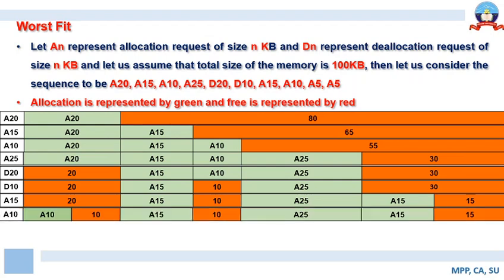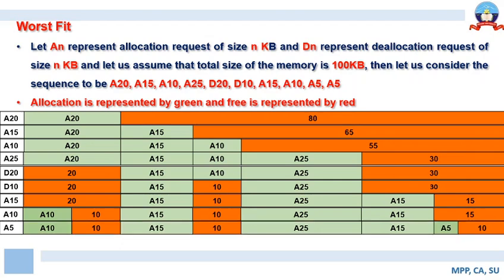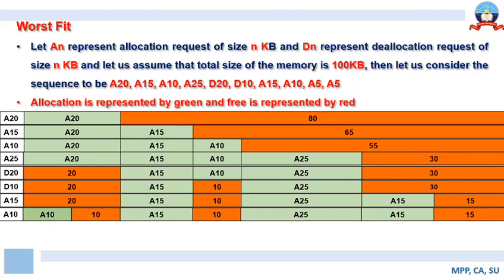Now there is an allocation request of 10 kilobytes. Here 10 can be accommodated in all three, but we will find the largest one and allocate 10 kilobytes to the process. The largest of the three is 20, so we allocate from the 20 to the requesting process, and a hole of 10 kilobytes is created. Now we have three holes of 10, 10 and 15.